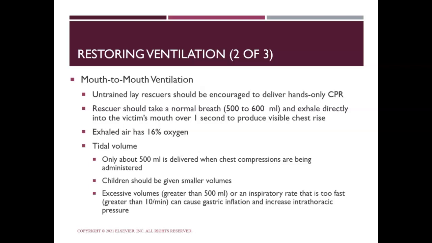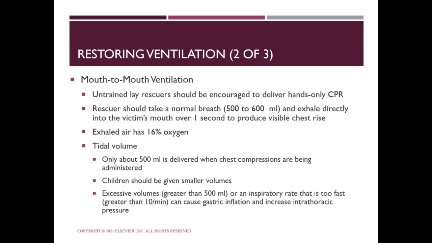If you are doing mouth to mouth, or mouth to a mask or one-way valve device, you're going to be exhaling into a mask or a one-way valve over the patient's mouth. You're going to do it for about a second. You're looking, again, for that visible chest rise. Know that when you're doing mouth-to-mouth resuscitation, the exhaled air that you're breathing out only has about 16% oxygen in it, so obviously it's not ideal. The tidal volumes that you're going to be able to deliver are going to be at maximum about 500 milliliters.